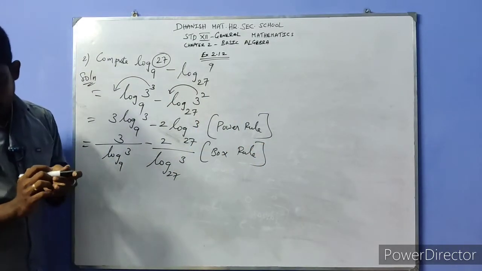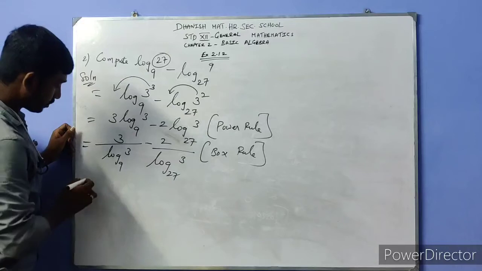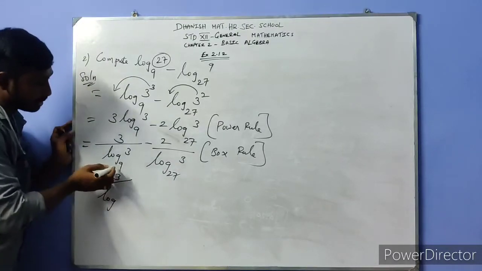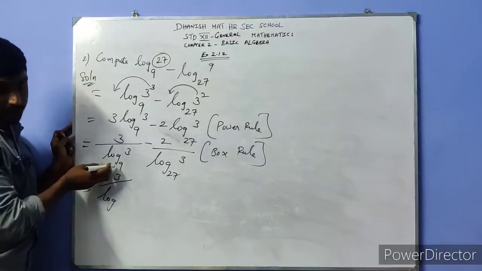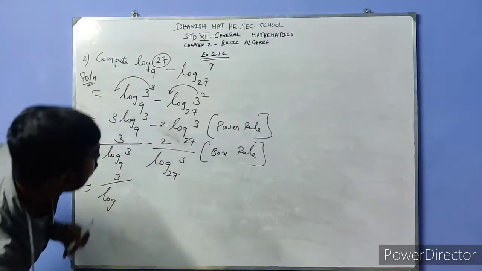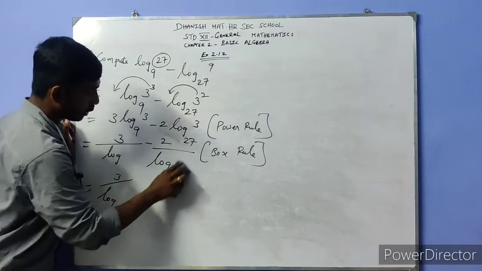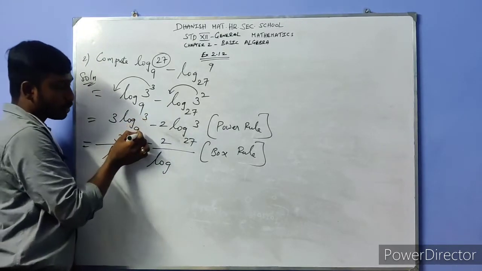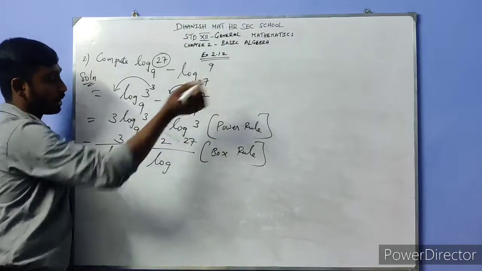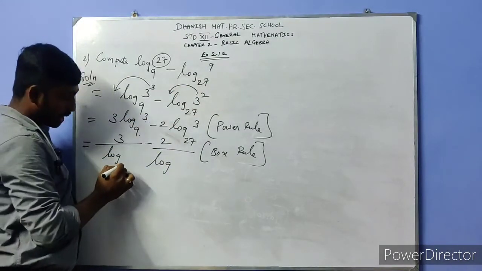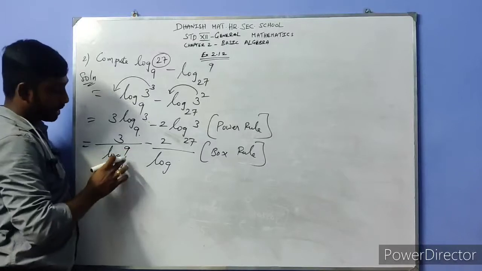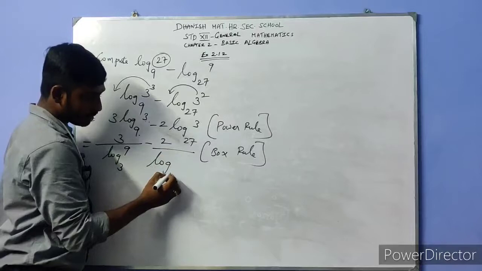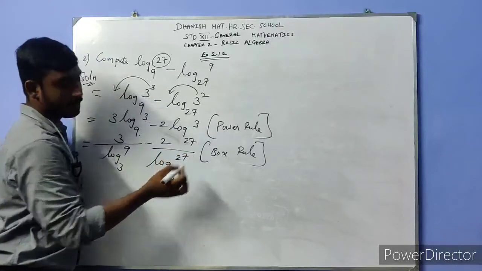The next method we are going to apply is this: 3 divided by log. Log 9 by 3 means you are using the box rule method, with a little bit of correction here. This value goes there, and that value goes here, so it will be reciprocated like this. So 3 goes into the log value and 9 goes into the power. Here itself we are using the same rule: 3 goes here, and 27 is the power of this one.